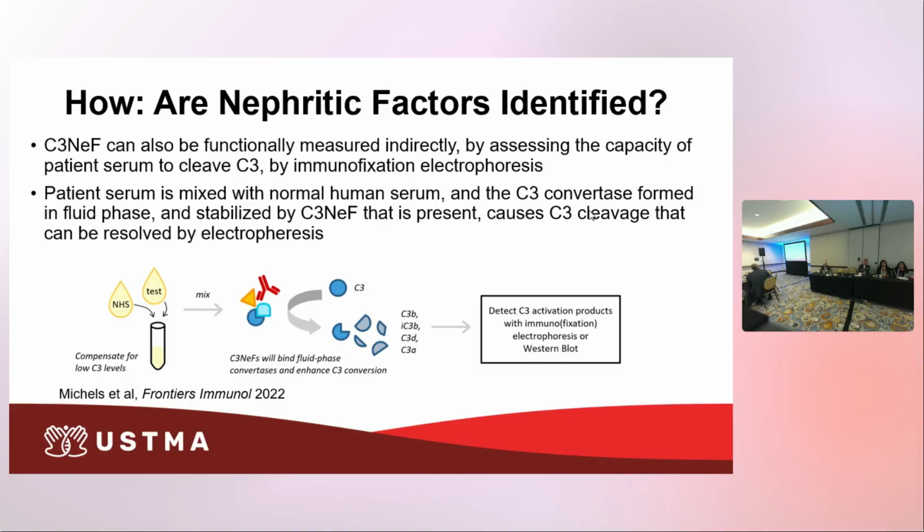We can also functionally look for C3 nephritic factor indirectly by measuring the capability of a patient's serum to cleave C3 by immunofixation electrophoresis. In this method, a patient's serum is mixed with normal human serum, and then the C3 convertase that's formed in that fluid phase, in that test sample, will lead to C3 cleavage that you can then identify by performing electrophoresis and quantifying the degree of C3 fragments to whole C3.